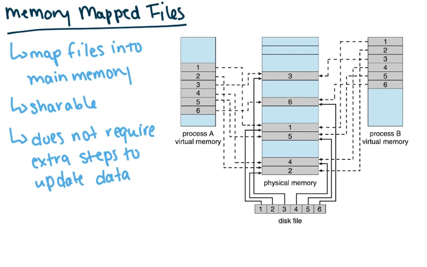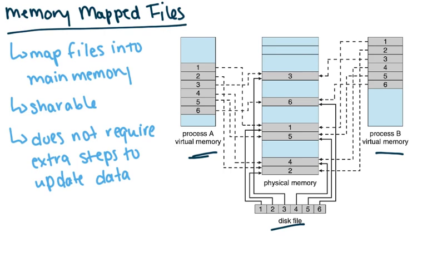Another way that you can do this is using memory mapped files. What this does is it actually maps files into main memory, and this has a lot of advantages. So one, it's shareable. So this is the disk file and these are the two processes. If they want to use the same bit of physical memory where that file is, if you map it into main memory, then each process knows exactly where it's sitting in main memory.